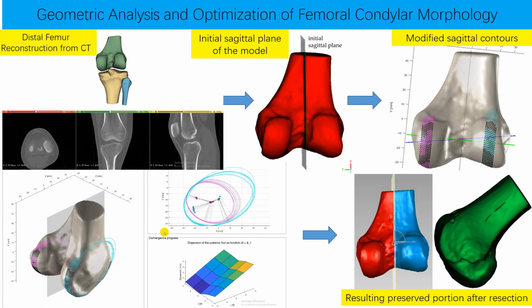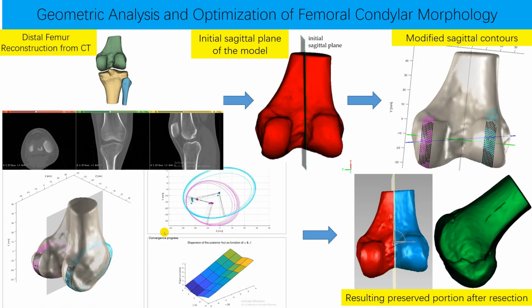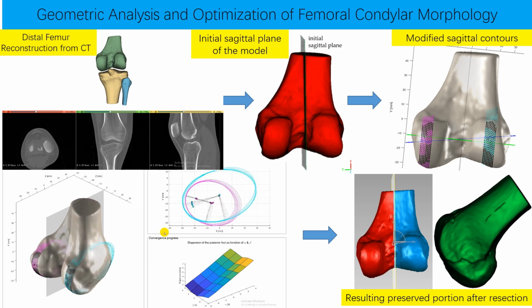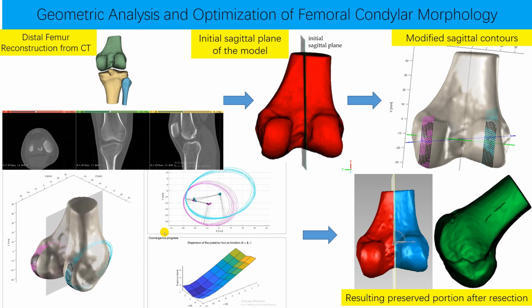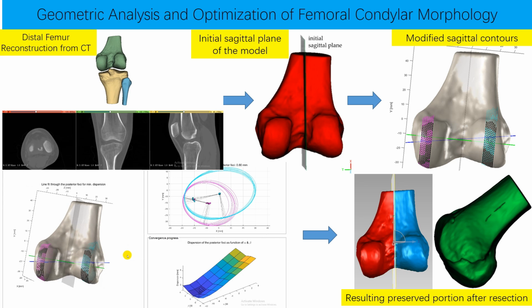Our system reconstructs the 3D femoral model from CT images and establishes the initial sagittal plane using key anatomical landmarks. We then perform geometric analysis of the condylar profiles using curvature calculations and elliptical fitting to characterize their morphology. Through an iterative optimization process that minimizes eccentricity and focal dispersion, we refine the sagittal plane orientation, preserving the lateral condyle, which contains critical landmarks for precise anterior cruciate ligament tunnel positioning.